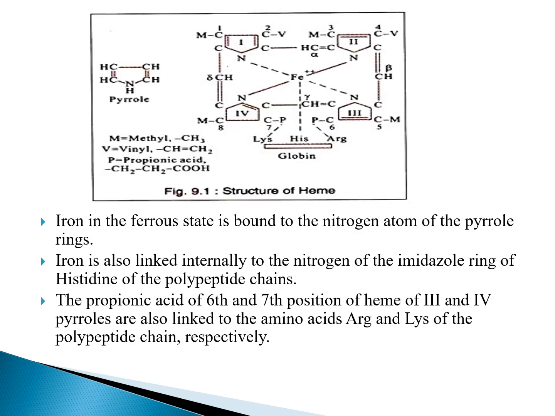The structure of heme consists of iron at the center in its ferrous state and is bound to the nitrogen atom of the pyrrole rings. Iron is also linked internally to the nitrogen atom of the imidazole ring of histidine of the polypeptide chains. The third and fourth pyrrole rings carry propionic acid in their sixth and seventh positions, which are linked to the amino acids arginine and lysine of the polypeptide chain respectively.